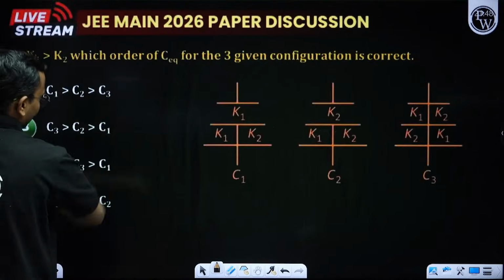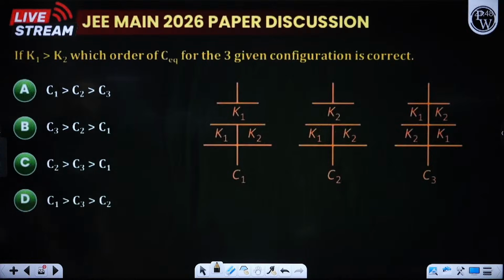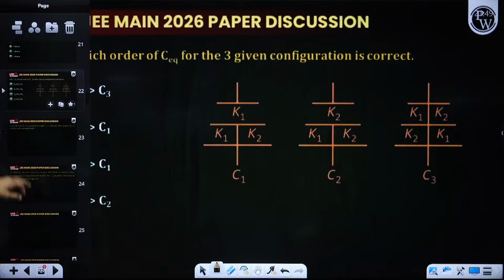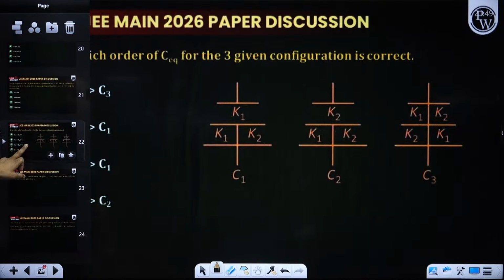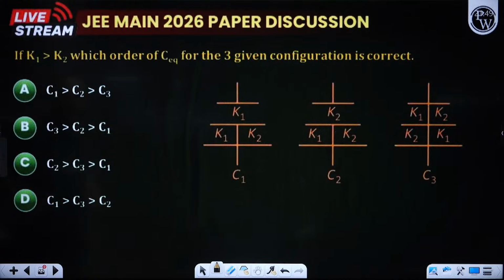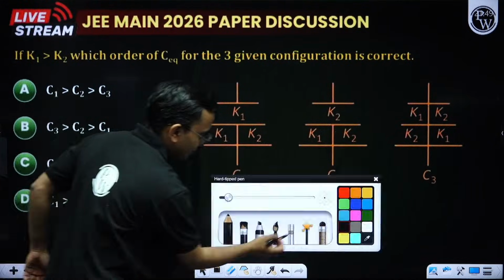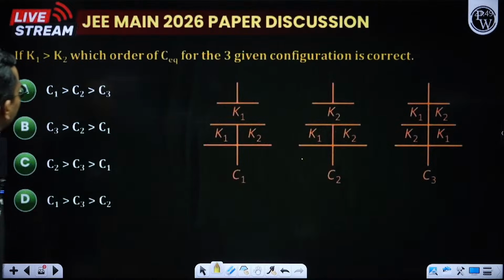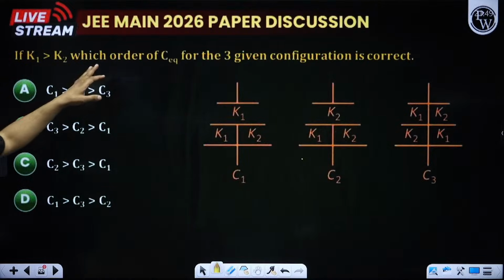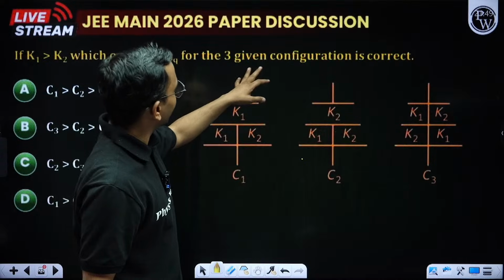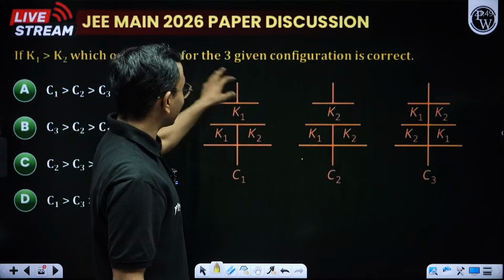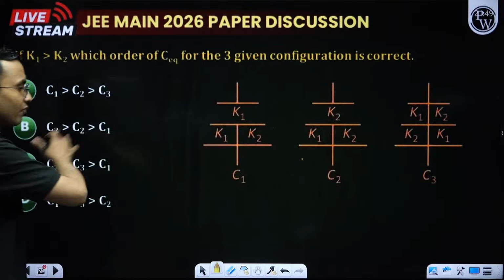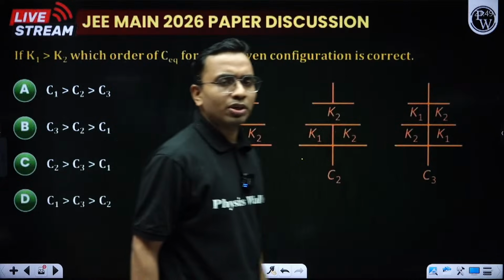Three more questions. This is one question. Let us read it out. I think previously we did, yeah, we did. Now this one question. Let us read this first. What is asked here? K1 is greater than K2, which order of C equivalent for the three given configurations is correct? Okay, which is greater, which is lesser, we need to compare.